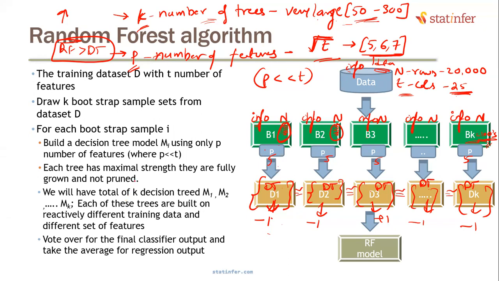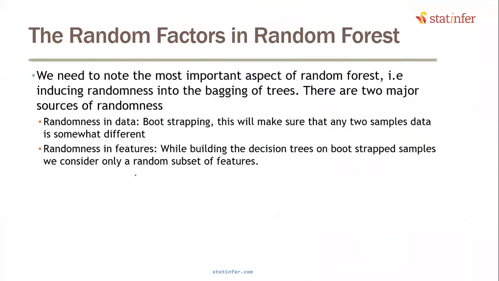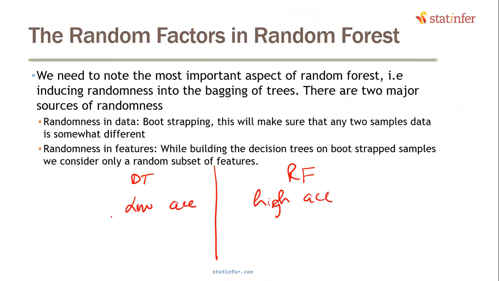So the advantage in random forest is you will get 2 to 3% accuracy lift. But there is a disadvantage in random forest. Can you highlight the disadvantage in random forest? Let's say if you compare decision tree with random forest advantage wise, you will have high accuracy compared to a decision tree, which will have low accuracy. What is the disadvantage in random forest?